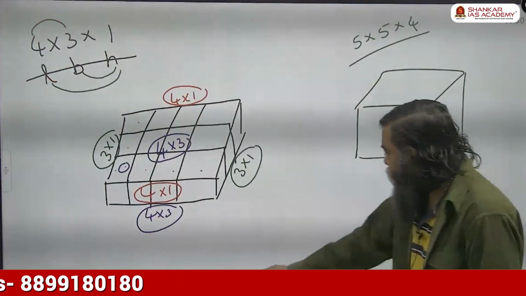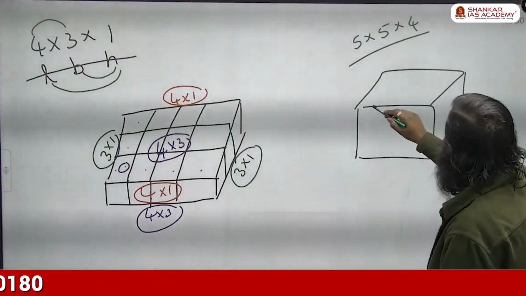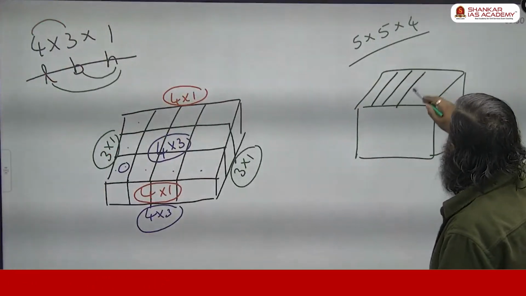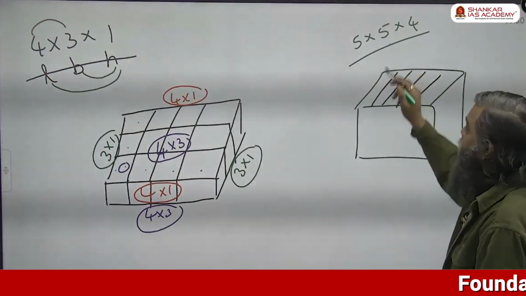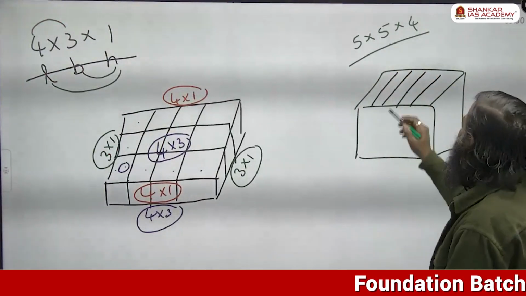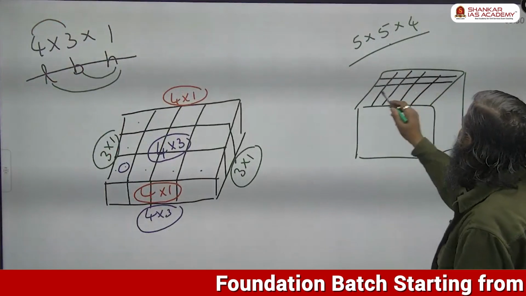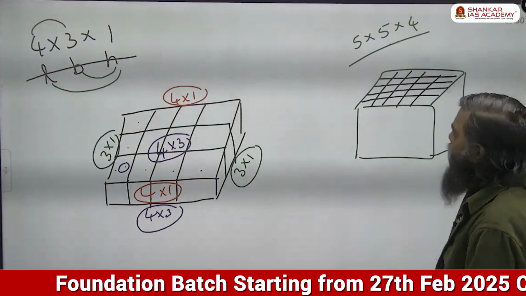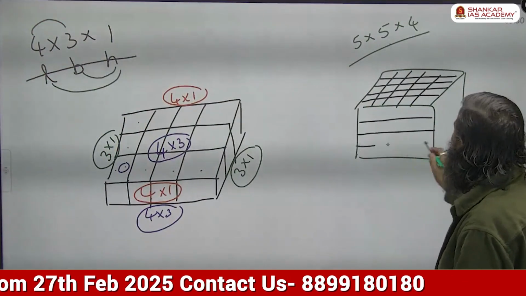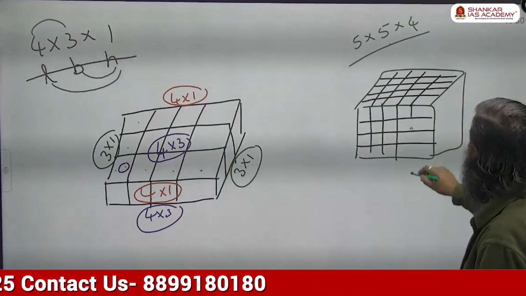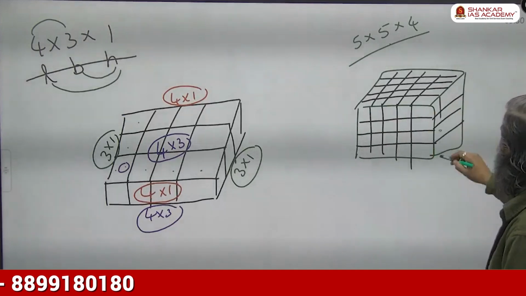Cuboid. Now length how many cuts? 5 pieces means 4 cuts. Breadth how many pieces? 4. So how many cuts? 4 cuts. Height how many pieces? How many cuts? Now 3 cuts. All understood this bar? Understand this?